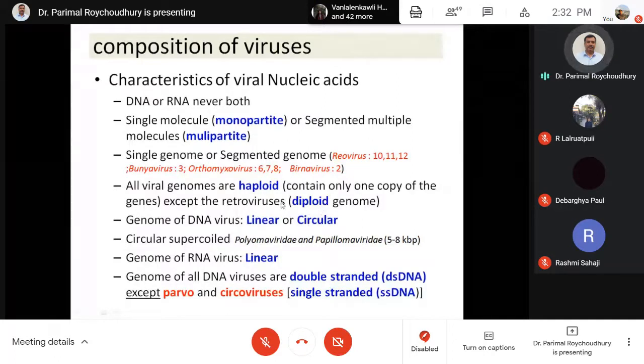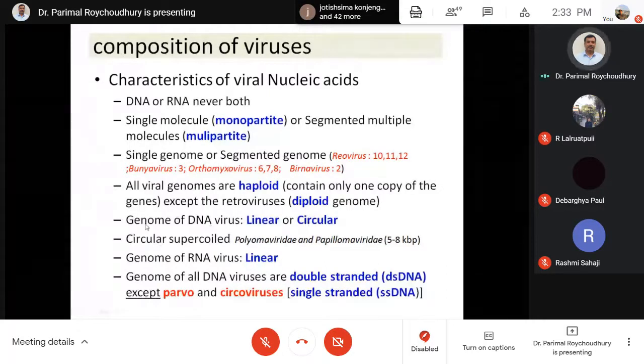Now, this again supports the theory of how they jumped out from the animal chromosomes. So the eukaryotic genome has a diploid nature. So the retroviruses' genomes are also diploid in nature. Please note down all these highlighted points.